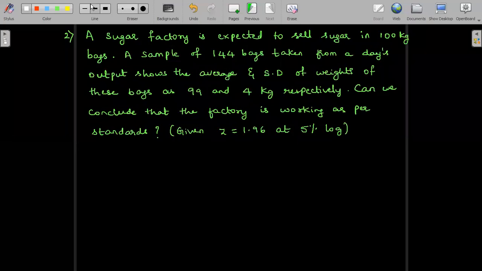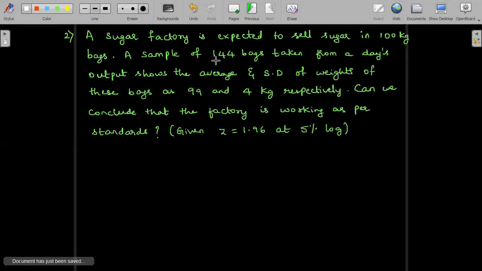We'll see the next problem now. A sugar factory is expected to sell sugar in 100 kg bags. A sample of 144 bags taken from a day's output shows the average and the standard deviation of weights of bags as 99 and 4 kg respectively.